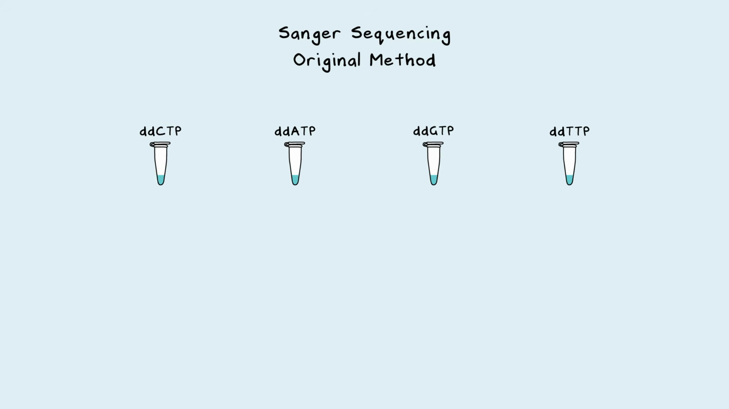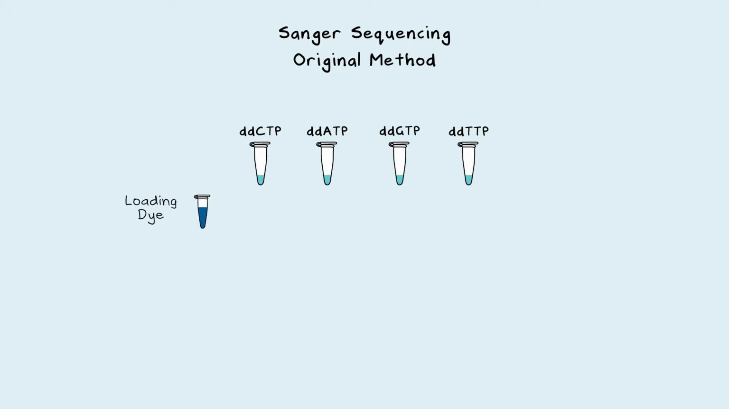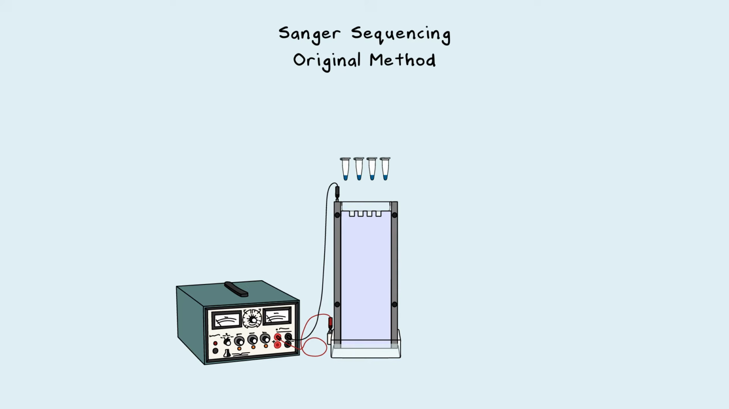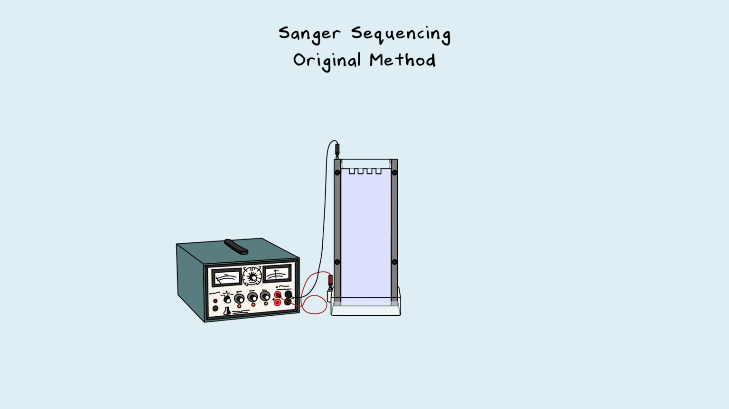Next, the 4 sequencing reactions get mixed together with a loading dye. Each reaction is loaded in a separate lane of a polyacrylamide gel. The fragments move through the gel at different speeds depending on their size. The smallest moves the fastest. This type of gel can differentiate a single nucleotide difference in length. At this stage, the fragments can't be seen. The loading dye tells you when the fragments have reached the end of the gel.